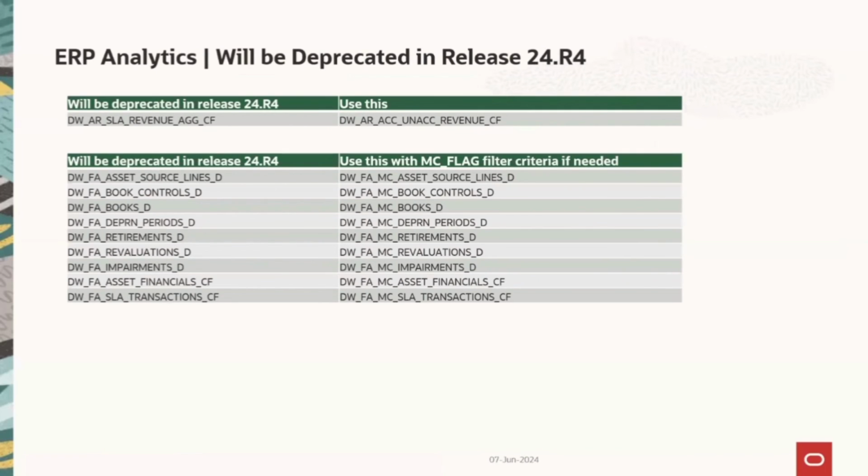And this is a heads up. In 24R4, this aggregate table will be deprecated. Just giving a heads up in case you are using this table. Start using this table, which covers both accounted and unaccounted data. Also on the fixed asset front, we are planning to deprecate these tables, and the new tables are available. This supports multiple currency, and you should start using this table.